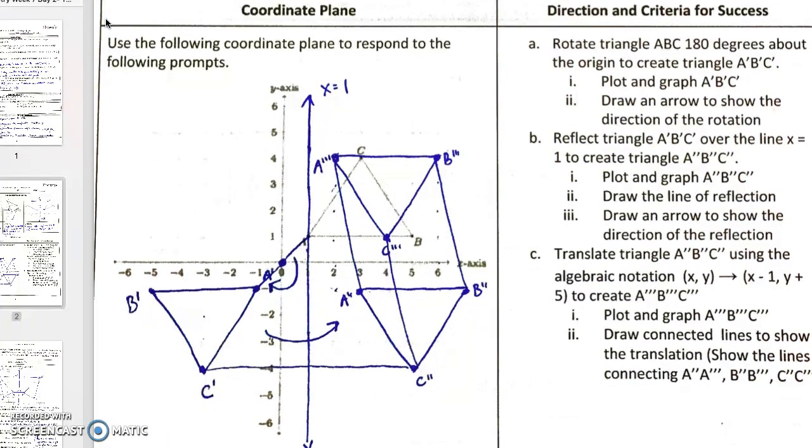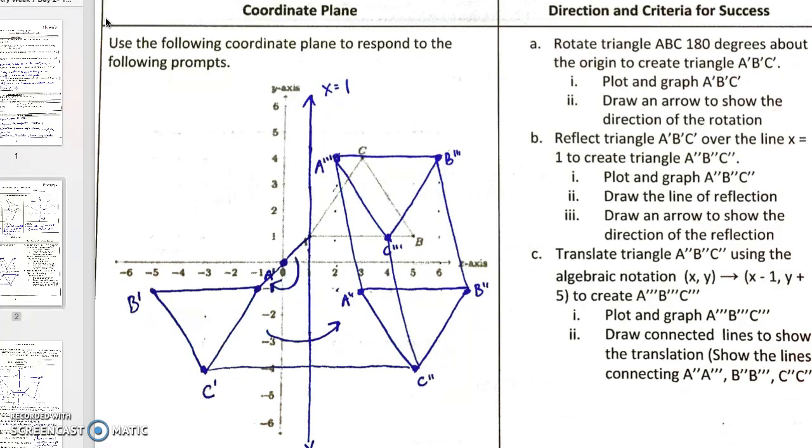So now we have our mini lesson, and what we're going to do is we're going to actually practice transforming this figure, triangle ABC, using all 3 of our rigid transformations. So let's go ahead and look at part A. Part A says to rotate triangle ABC 180 degrees about the origin to create triangle A prime, B prime, C prime. And we're going to plot and graph A prime, B prime, C prime, and draw an arrow to show the direction of the rotation.